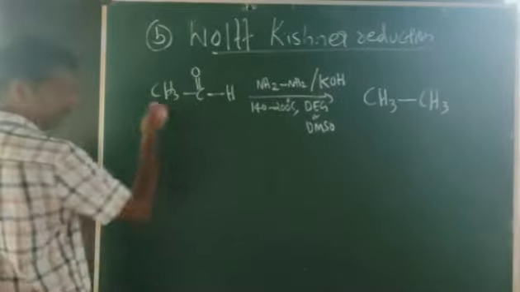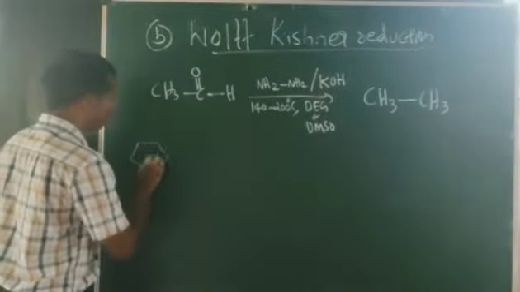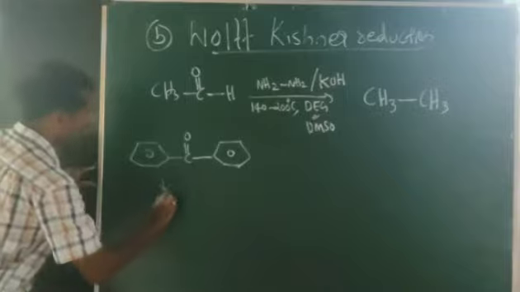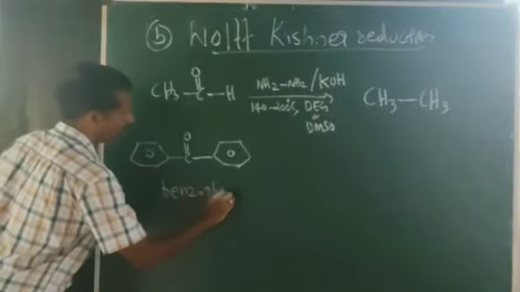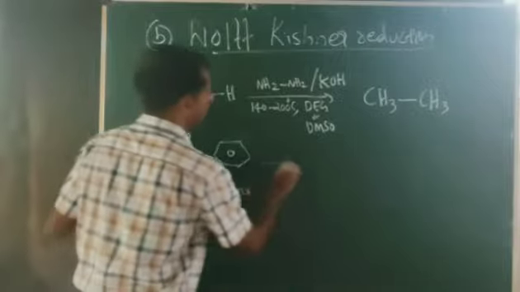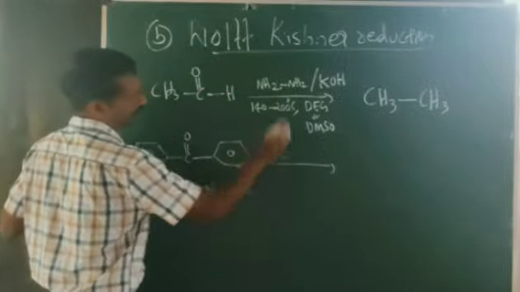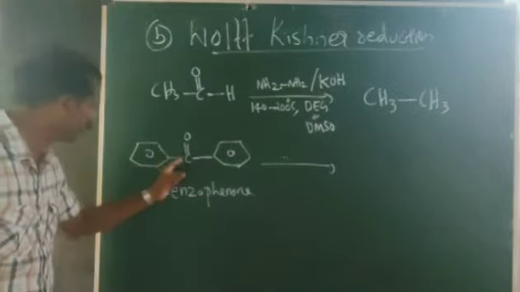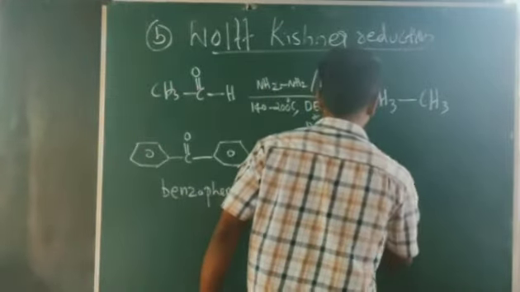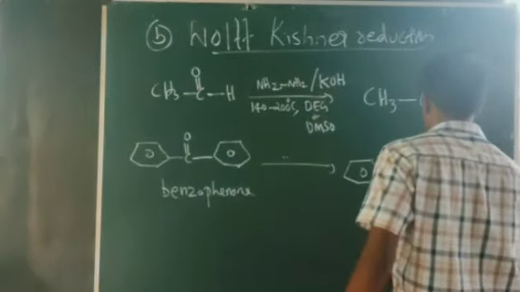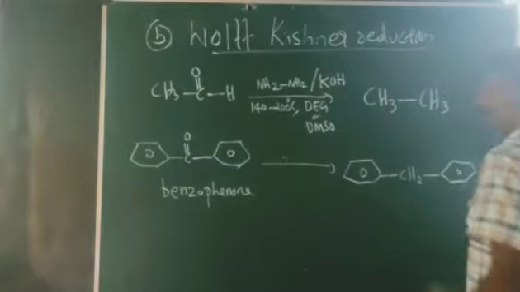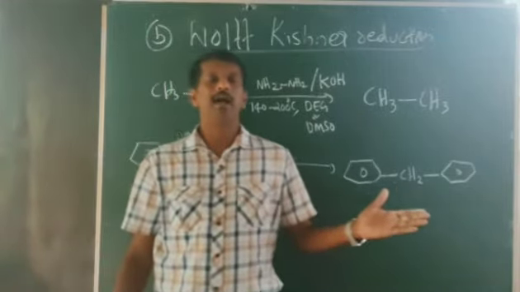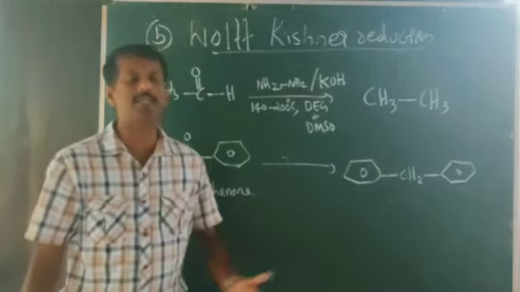Another example, or another example I take, benzophenone. What do you mean by benzophenone? Ring, CO, ring. This is benzophenone. Reduced with again the same condition: NH2NH2, KOH, 140 to 200 degrees, DEG or DMSO. What will happen? The CO group is reduced to CH2. So what we get? Look at it here, here will be CH2 between the two rings. Clear?